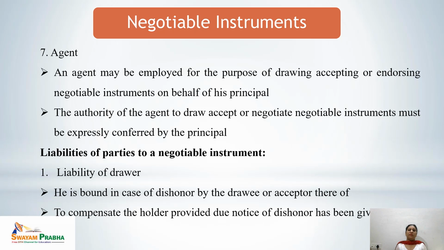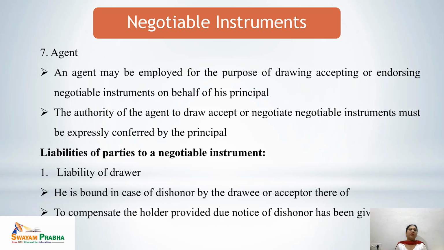Here the authority of the agent to draw, accept, or endorse a negotiable instrument must be expressly conferred by the principal. That means the act done by the agent must come within the authority of the agent, and that authority should be conferred by the principal for doing that particular act.